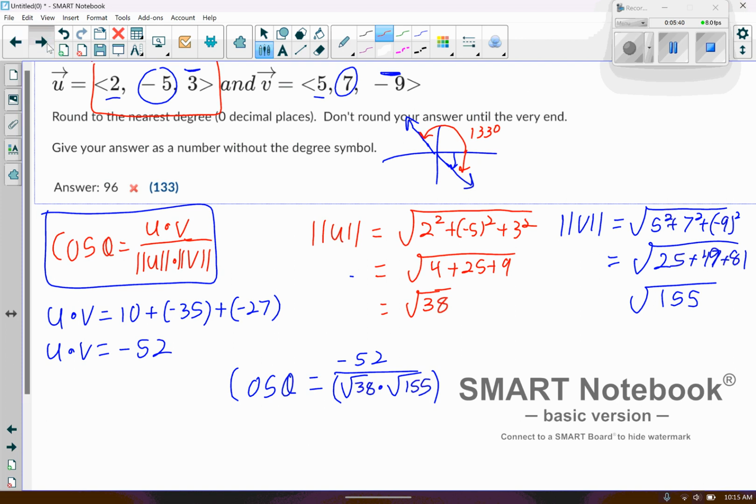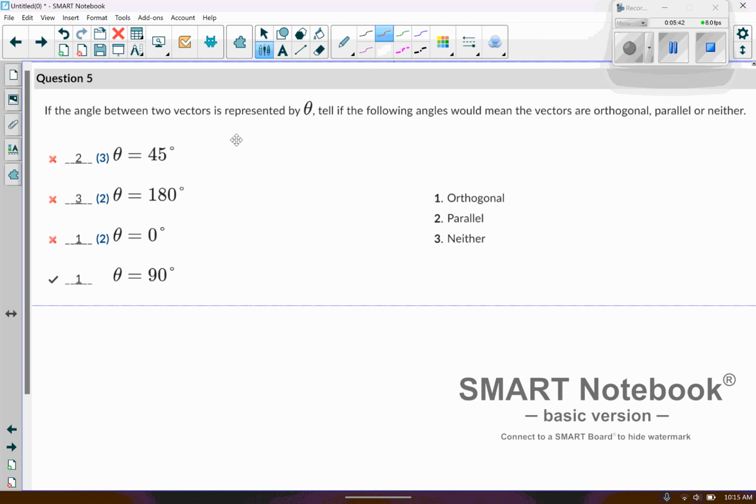All right, let's look at the next one. So here, this is kind of more just definitions. In order to be orthogonal, that's just a fancy way of saying a 90-degree angle or a right angle. And so the only one that falls into that category is going to be the 90 degrees. Parallel, if you go back and look at the definition, it's going to be either 0 or 180. So that's why these two right here are 0, 180.